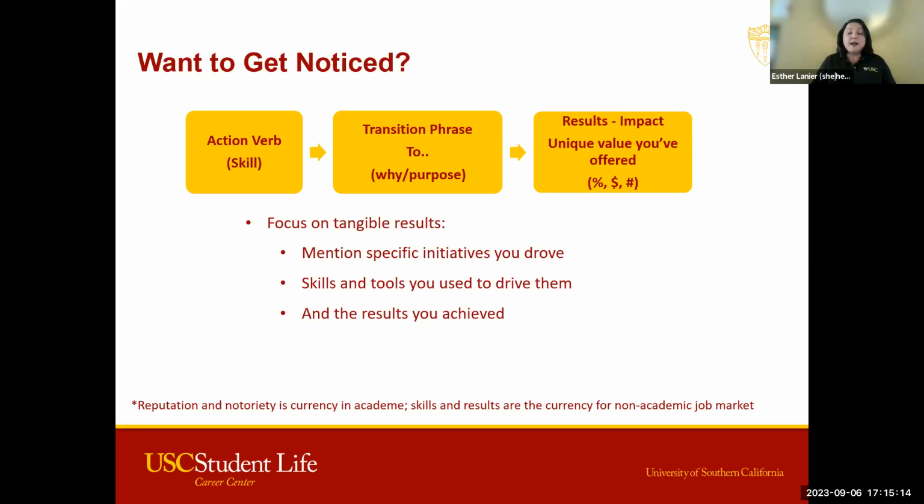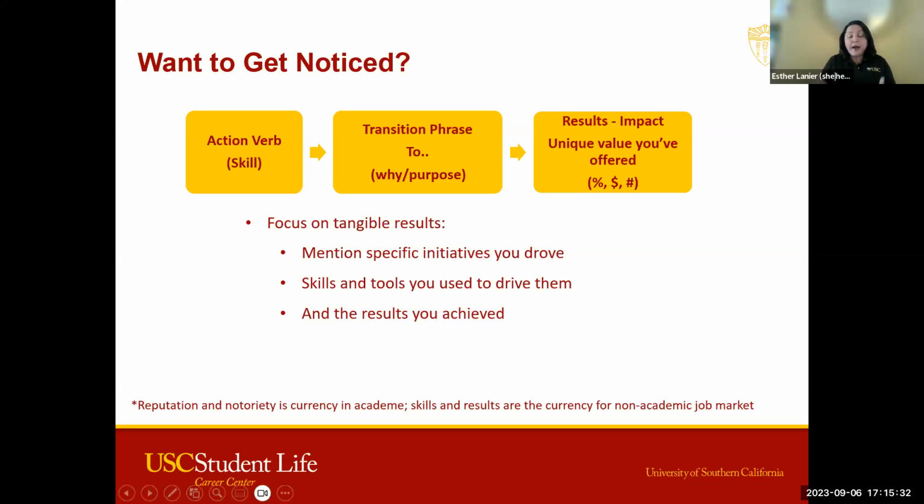We're being a value added into the organization based on the role that we are able to come in for. So again, mention specific initiatives if you have any that you want to mention, or the skills and tools you use to drive them, and obviously the results that you achieved.